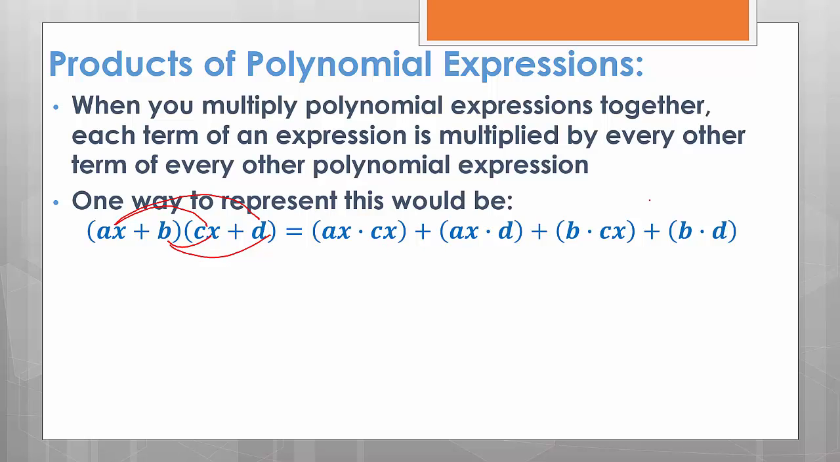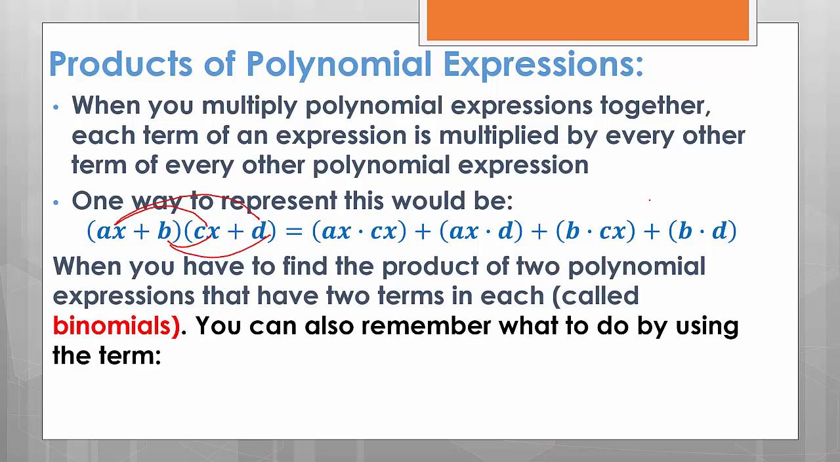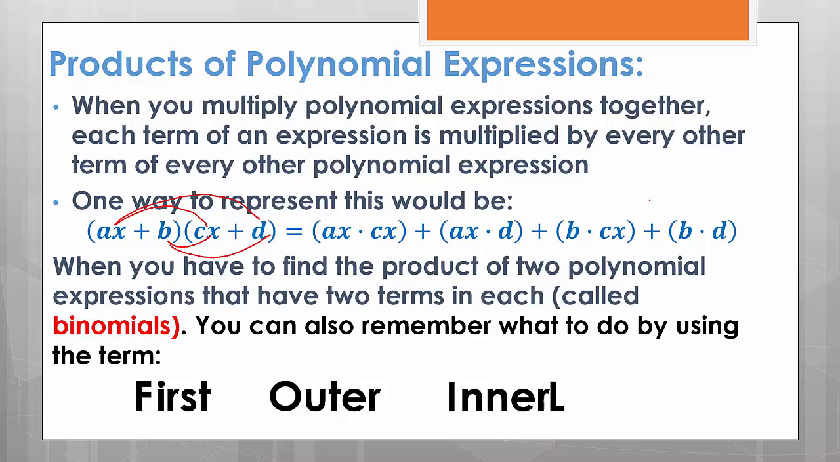When you have two binomials, though, you may or may not have heard this, but if you haven't yet, you will. I guarantee it. It's a term called FOIL. And what that stands for, the F is for first, the O is for outer, the I is for inner, and the L is for last. Notice what I did here. I multiplied the first term of each expression, and then I multiplied the outside terms of each expression, and then the inside terms, and then the last terms.